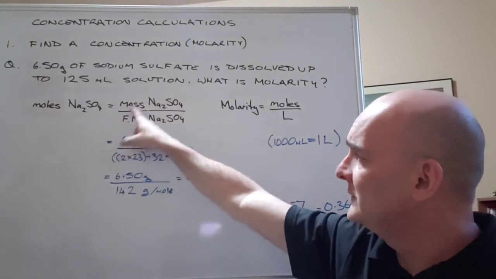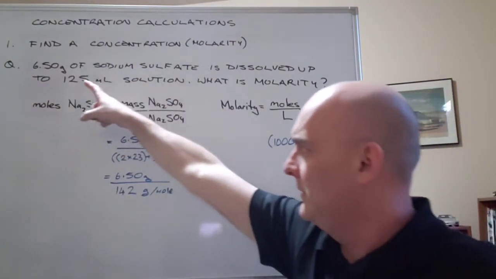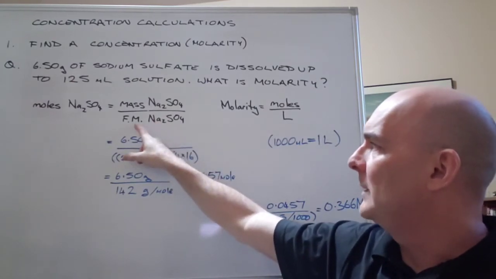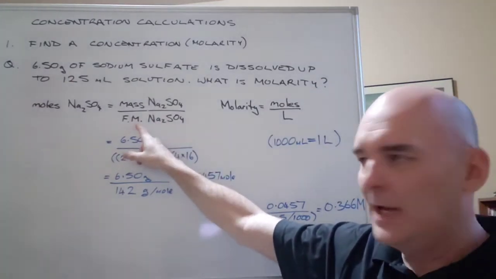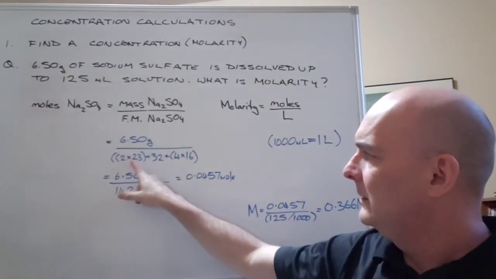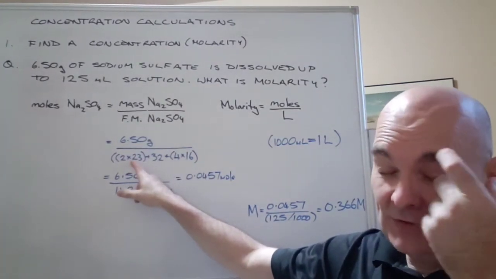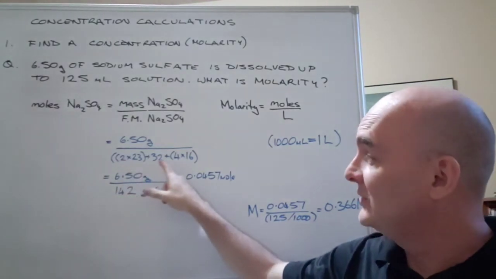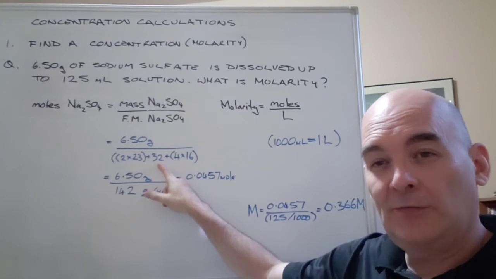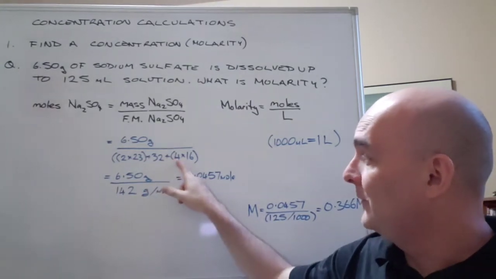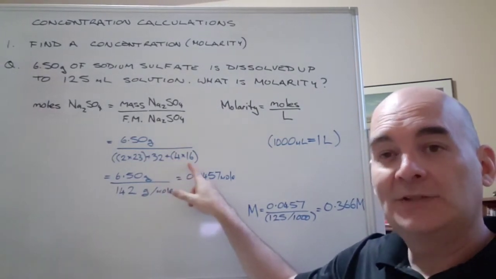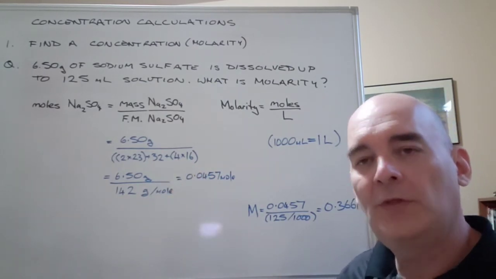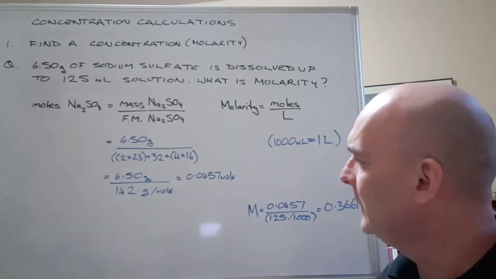So the number of moles is the mass of sodium sulfate in the question, 6.50 grams, divided by its formula mass. So I look on the periodic table. The atomic mass of sodium is 23, so I'm going to need two 23s, and I'm going to add to it the atomic mass of sulfur, and I'm going to add to it 4 atomic masses of oxygen. Remember, the formula mass is the sum of all of the individual atomic masses in the formula.